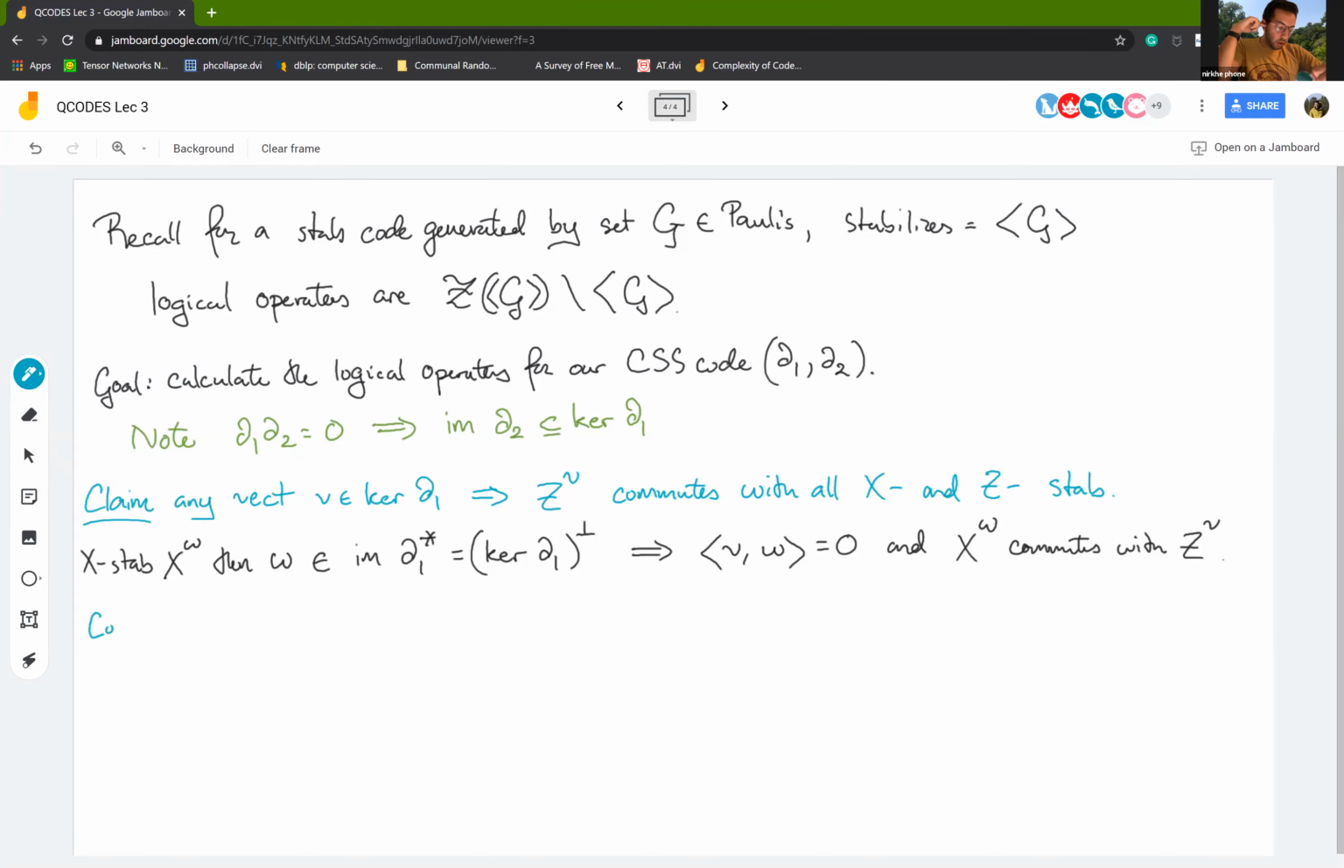Okay, right. And the corollary that one could look at in the other direction is: any W in kernel of delta 2 perp, then X to the W commutes with all X and Z stabilizers.